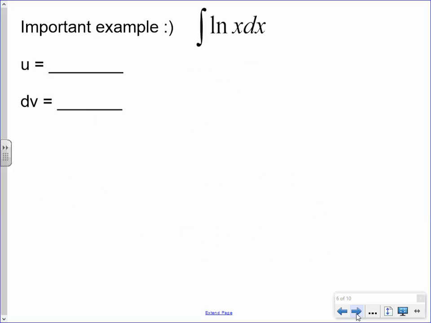All right. Now, natural log of x. You have never been able to integrate this. Okay? You don't know the antiderivative of the natural log of x.